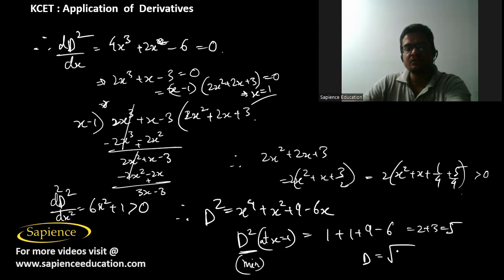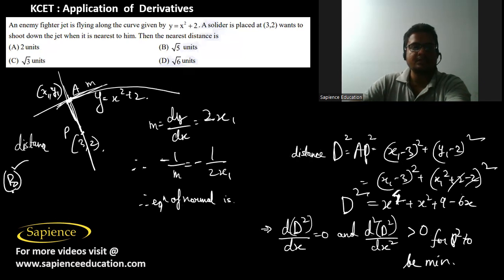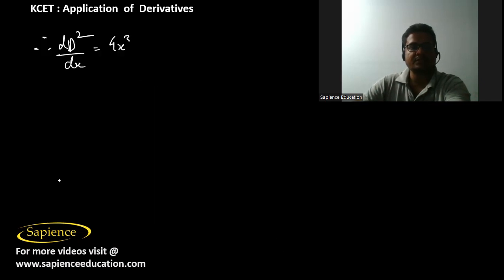Then d will be equal to root 5 units. So this is the minimum value. So option B is the correct answer.